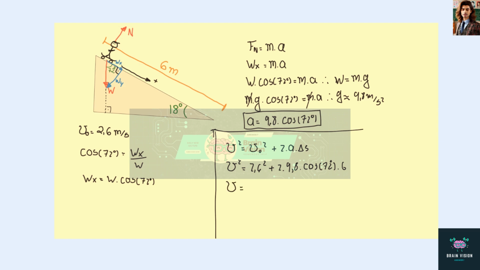Then the velocity is equal to the square root of 2.6 squared plus 2 times 9.8 times the cosine of 72 degrees times 6. This gives a final velocity of approximately 6.6 meters per second.